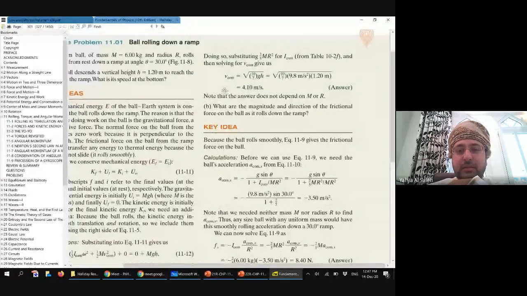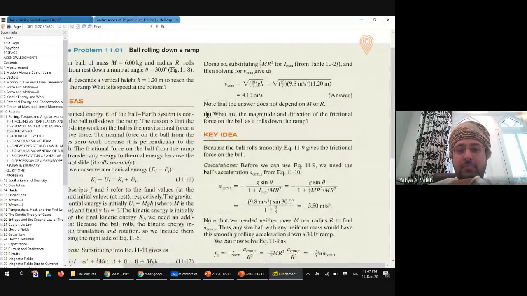Now that we have done that, let's look at part B. What are the magnitude and direction of the frictional force on the ball as it rolls down the ramp?